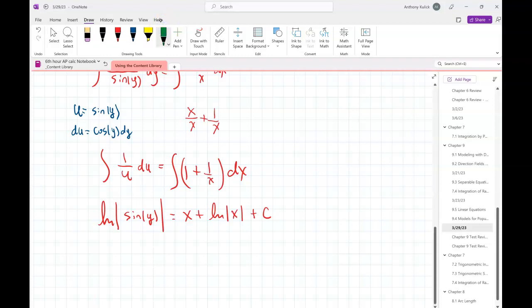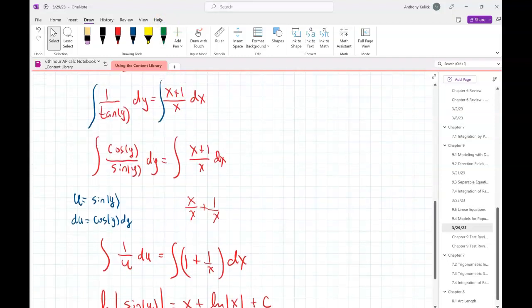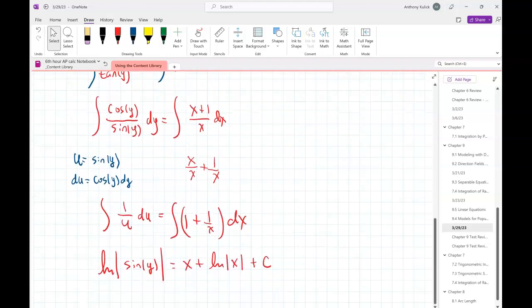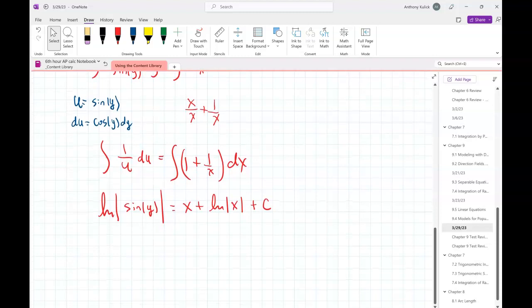What else was I given in this problem? An initial condition, right? So I'm going to use that initial condition now to solve for c. Oh, okay. Would these be like from 9-3? Uh-huh. Yeah, that's what this is.